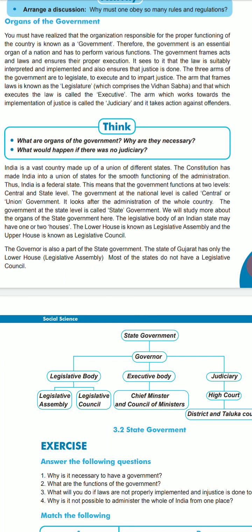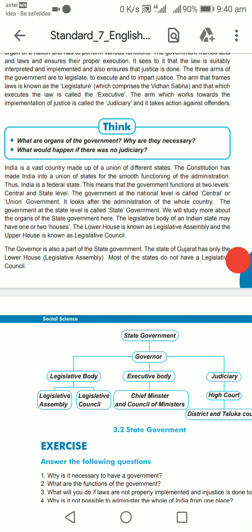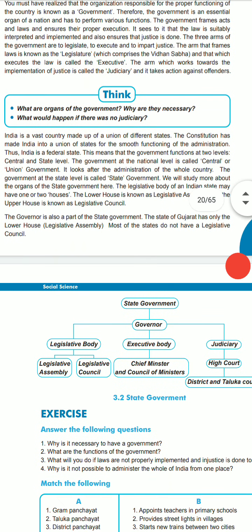Okay. India is a vast country, we know, made up of a union of different states. The constitution has made India into a union of states for the smooth functioning of the administration. Thus, India is a federal state. This means that the government functions at two levels, central and state level.